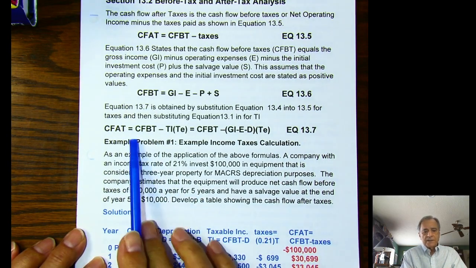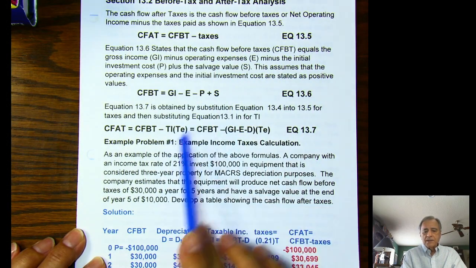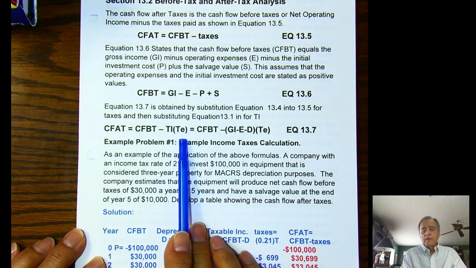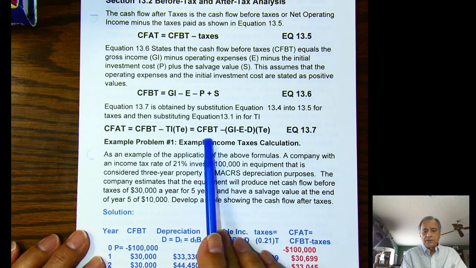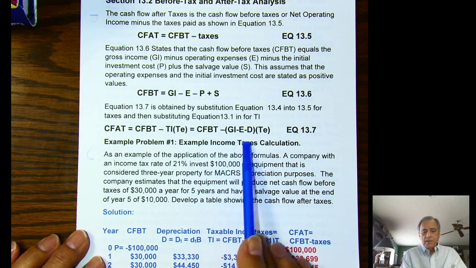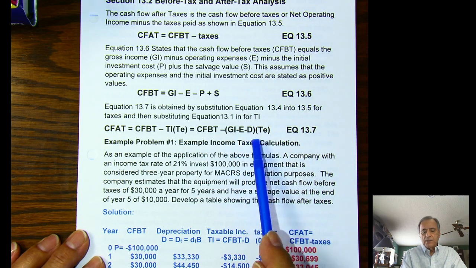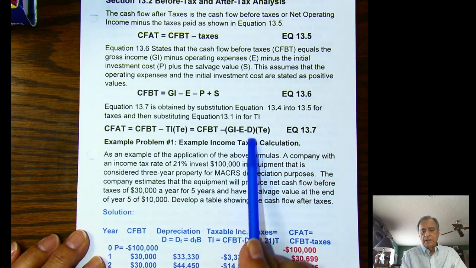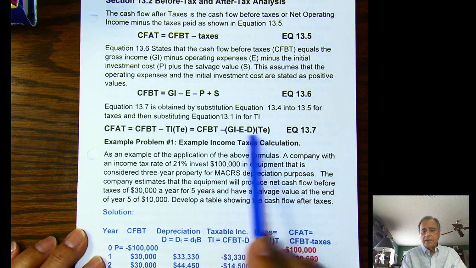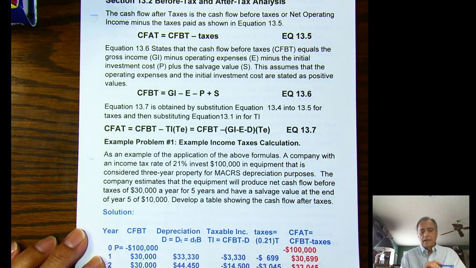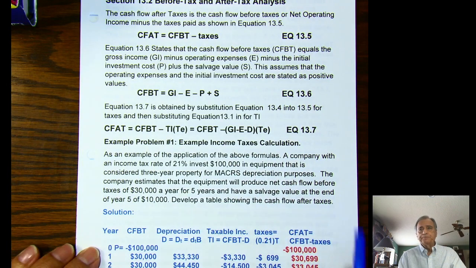Cash flow after taxes is cash flow before taxes minus the taxes. But taxes, recall, were taxable income times the tax rate. That's equation 13.4 or 13.2. And then you get cash flow before taxes. Remember, the net operating income was gross income minus expenses. And then you also get to deduct the depreciation from that to get taxable income. Multiply that times the tax rate, gives you taxes. Okay. So let's look at an example problem.